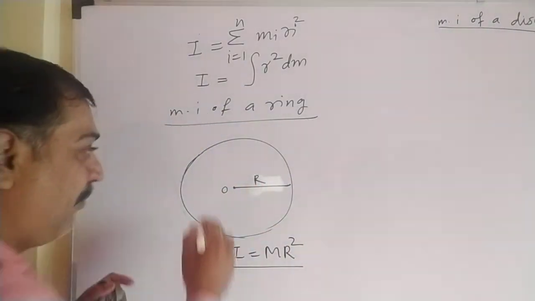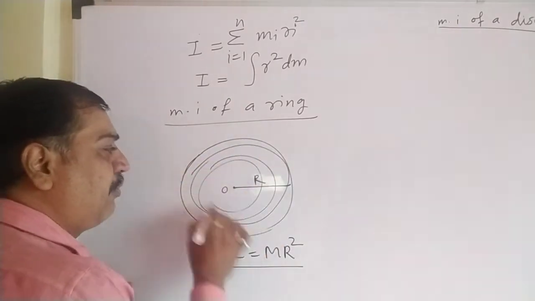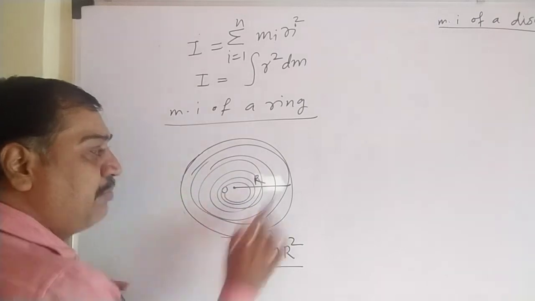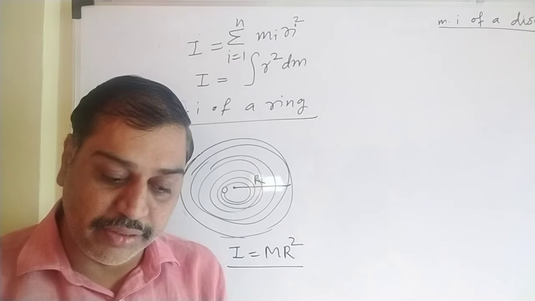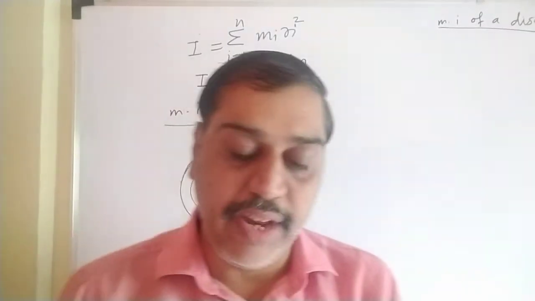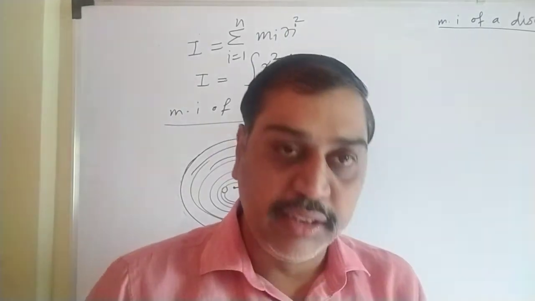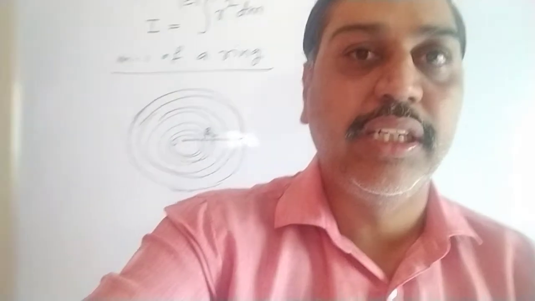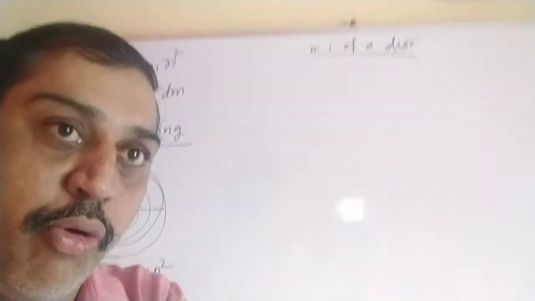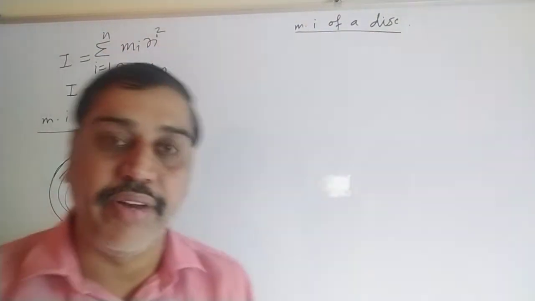So suppose this is a first ring. If you put another, closer ring inside, it becomes a disc. Now this becomes a disc, which consists of a solid part. Now we have to derive the equation for the moment of inertia of such a disc. So before going into detail, just turn the page of your book, and on that page they have mentioned another topic, the moment of inertia of a disc.